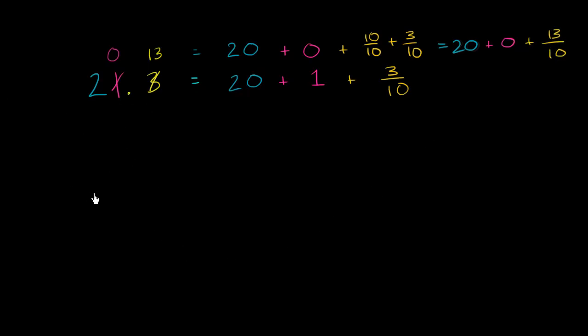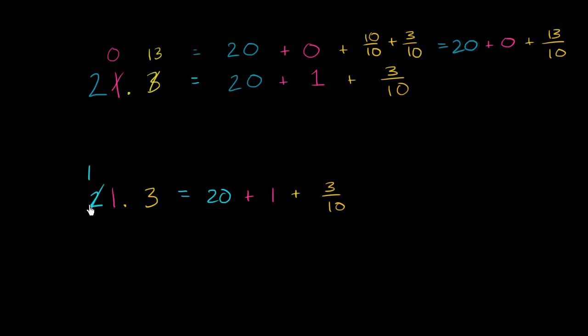So once again, 21.3, and I'll write it out again. This is equal to 20 plus 1 plus 3 tenths, plus 3 over 10. Now I could take 1 from the tens place so that this becomes just 1.